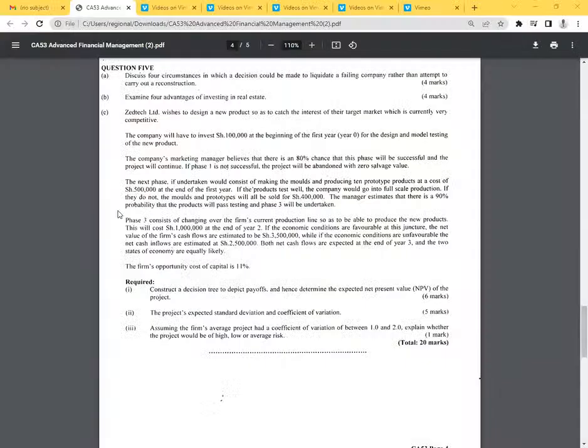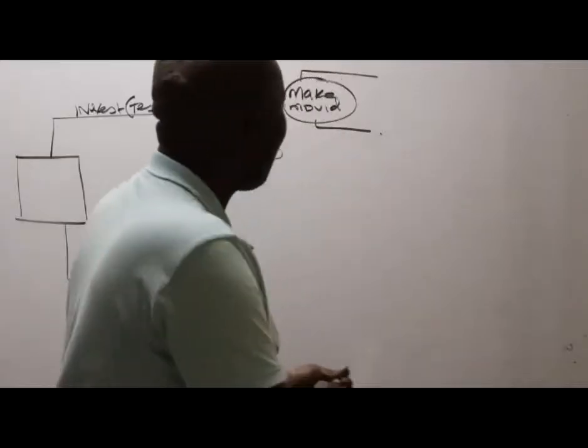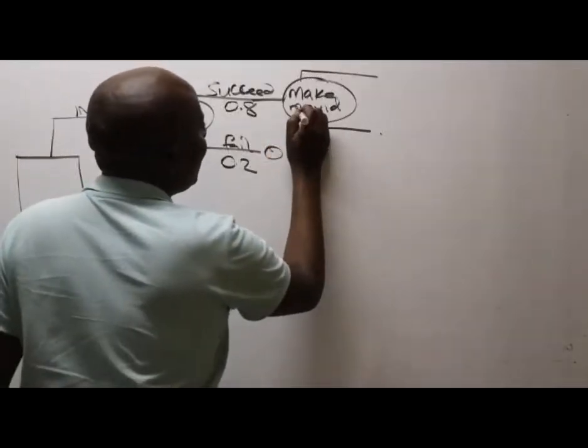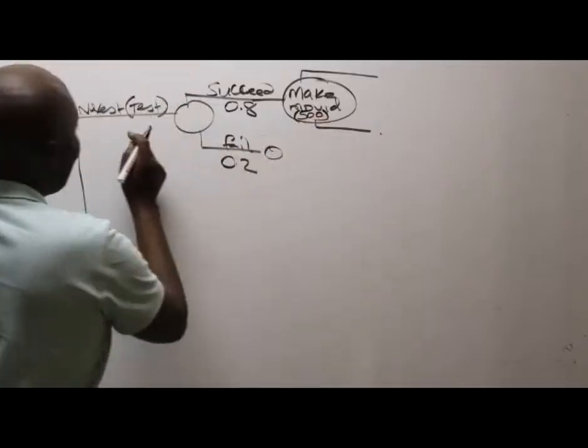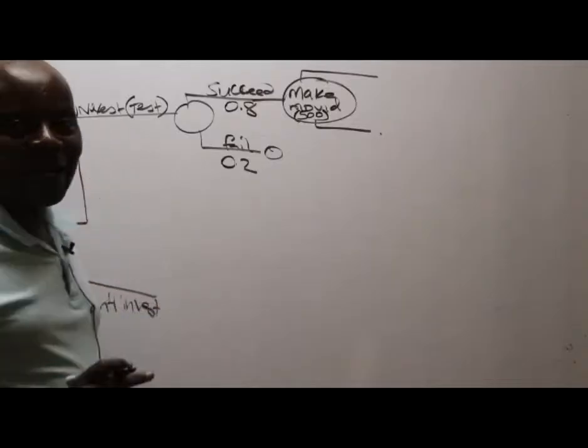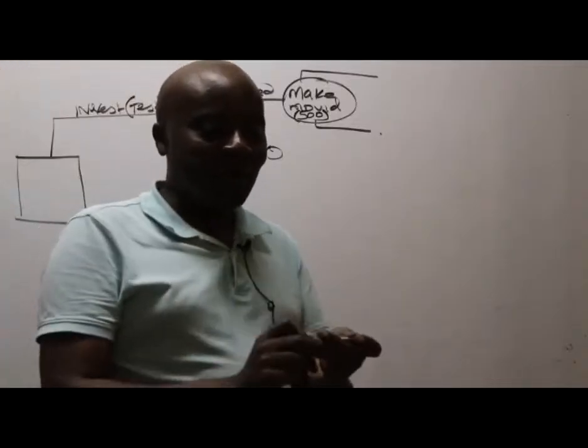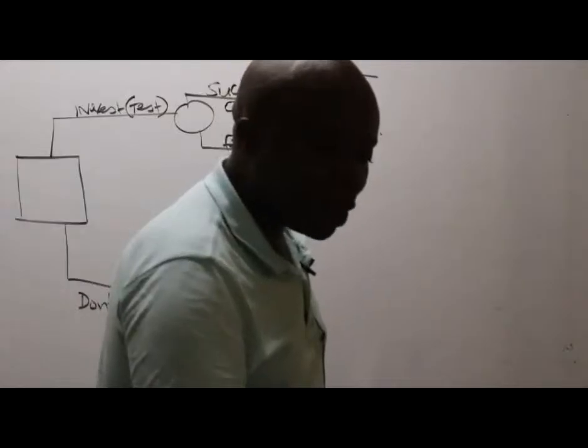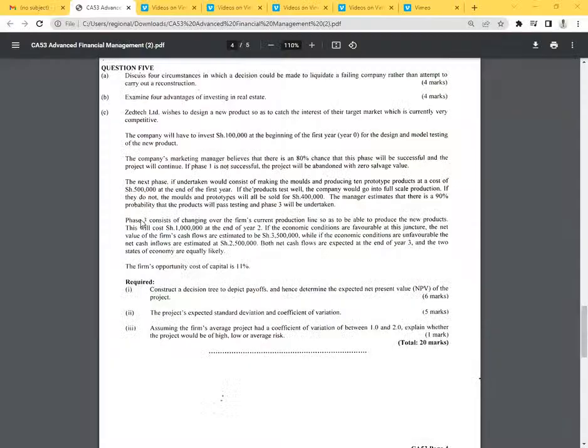That circle is premised on what we are told here: that the next phase, if undertaken, would consist of making the molds and producing 10 prototype products at a cost of 500. Let's capture this cost of 500. So the cost of making the molds is 500, and I'll put this in brackets. That reminds me that the testing cost has to be put as well. Is there someone who can remember the testing cost from our test paper, ladies and gentlemen? The cost of testing.